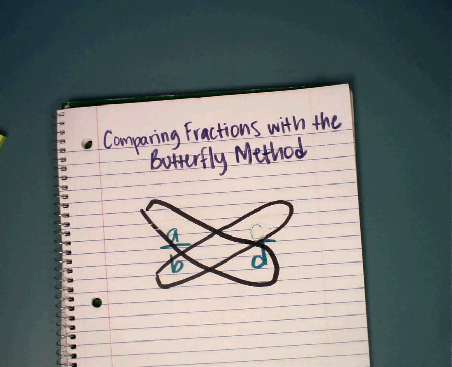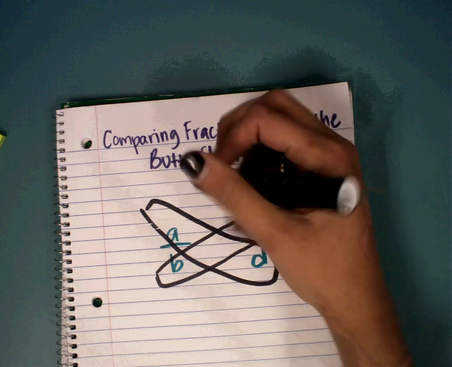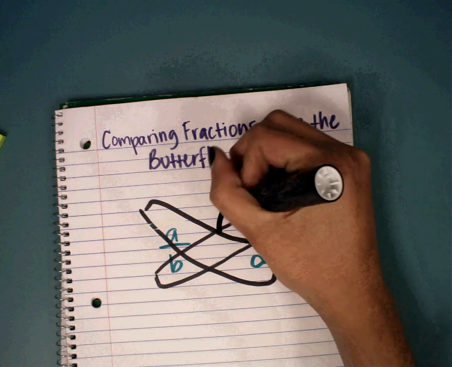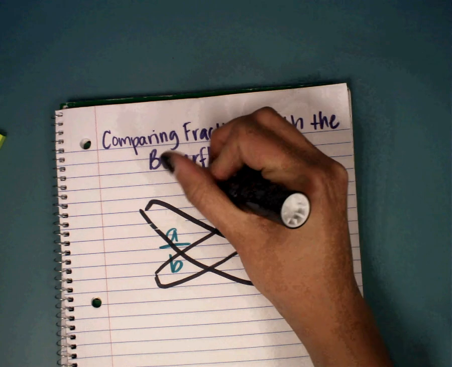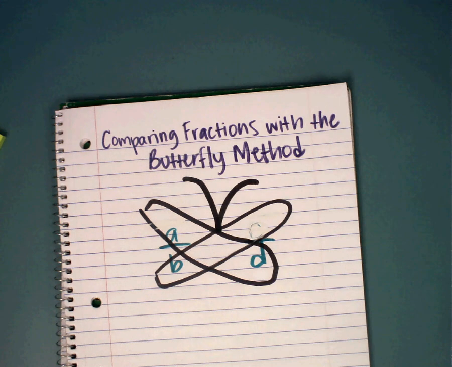Okay, so C over D. What you're going to do is write your antennas now. We're going to make a butterfly, so I need you to make some antennas for me. I'm going to need you to make one antenna going this way, one antenna going this way. Okay? Go ahead and do that. I'll give you one second to make sure you have all those parts.